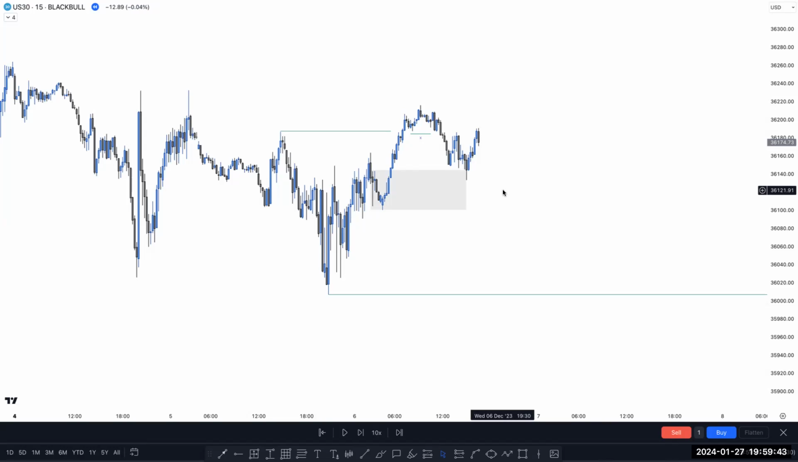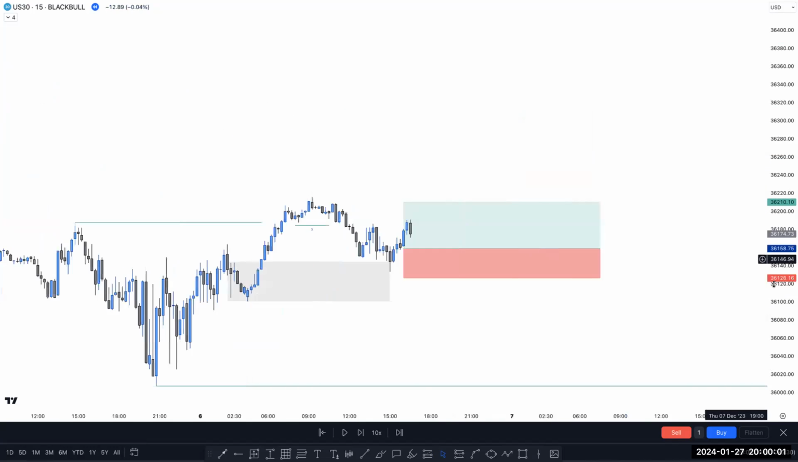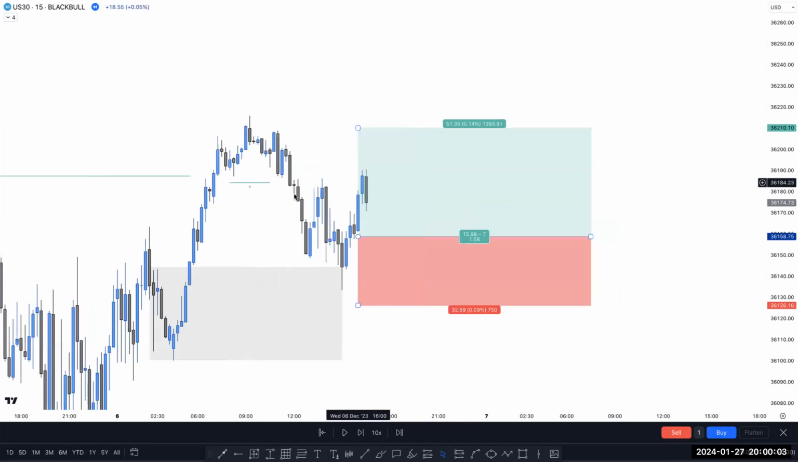And also, if price taps here, you can switch to a different time frame if you want more refinement. Otherwise, this is our entry point here, right? And you can also take a single candle order block as a confirmation, because this candle closes over it right here.